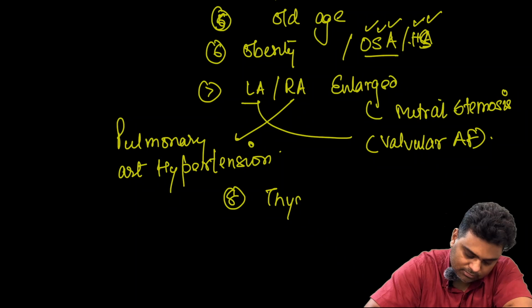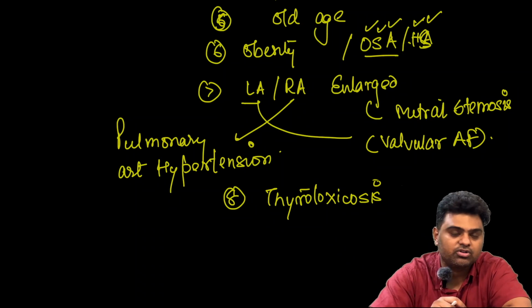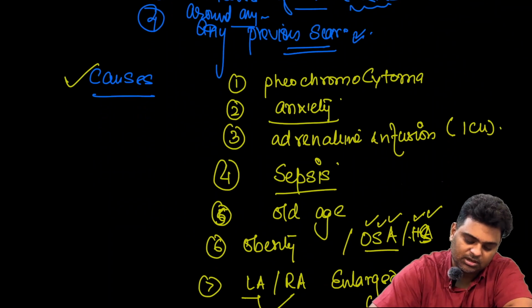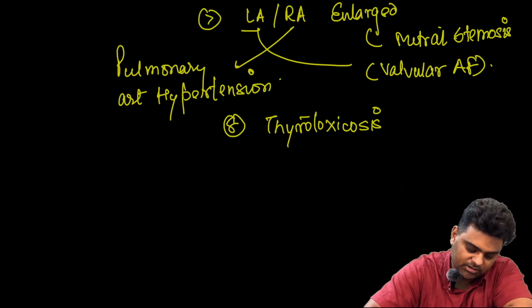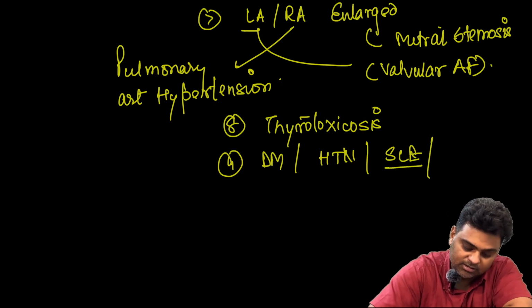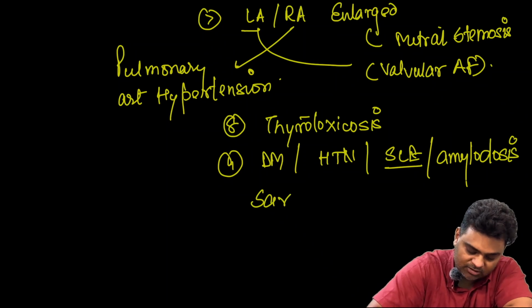thyrotoxicosis. In thyrotoxicosis, again, the most common arrhythmia after sinus tachycardia is atrial fibrillation. Then in patients of diabetes mellitus, hypertension, SLE, amyloidosis, sarcoidosis.